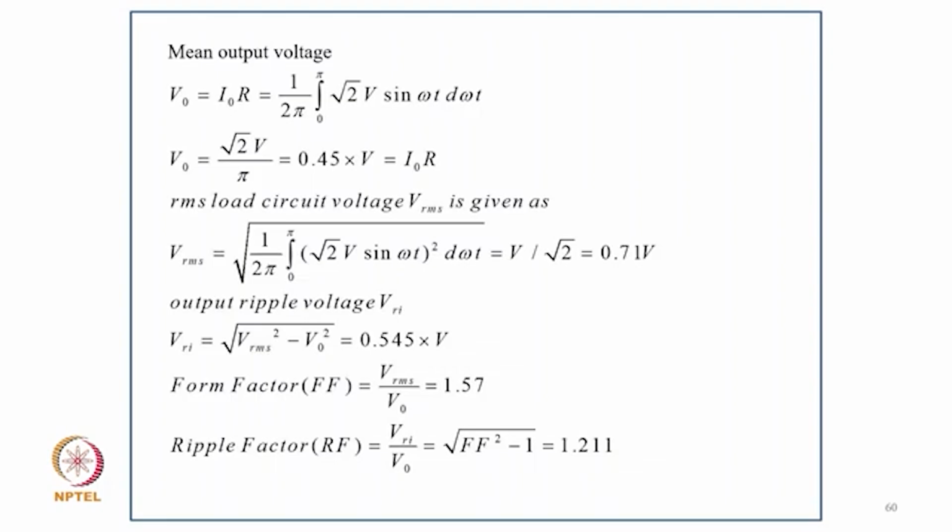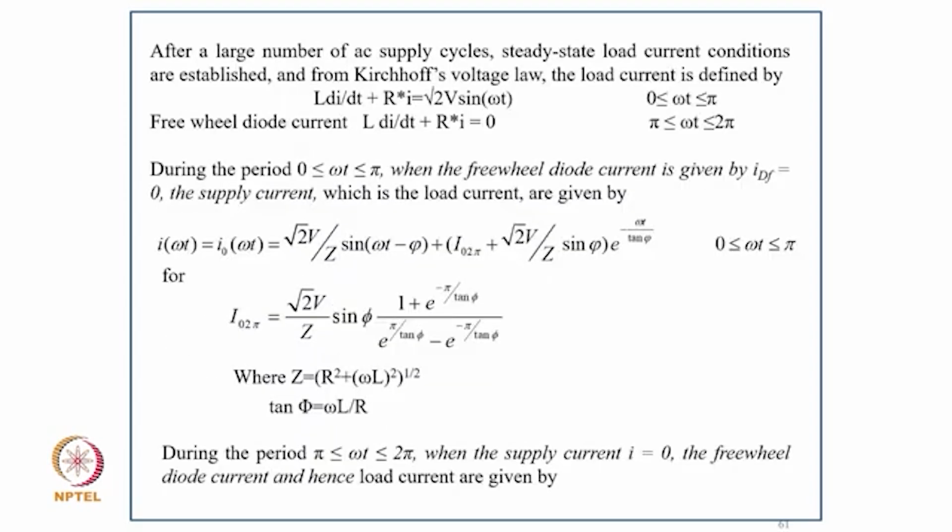that is 0.71 V. The output ripple voltage Vri equals square root of VRMS square minus V0 square, that is 0.45 V, and the form factor VRMS upon V0 is 1.57, and the ripple factor is Vri upon V0, so square root of form factor square minus 1, that is 1.211.